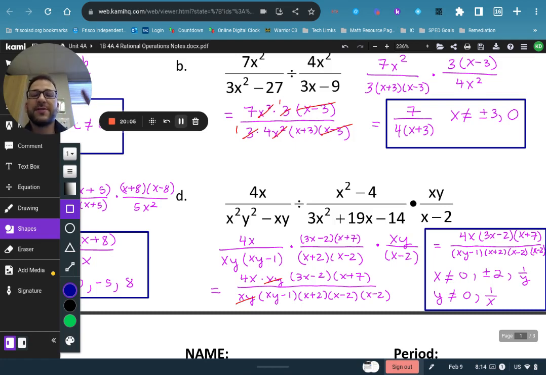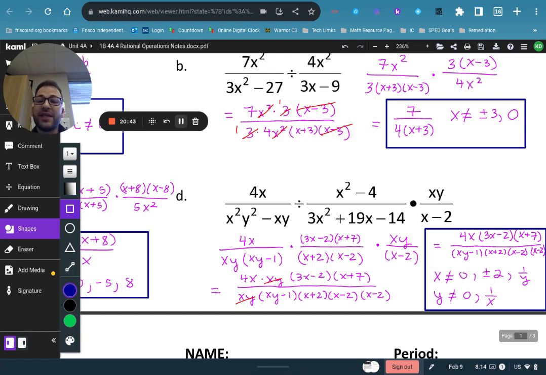And then I'm going to take the reciprocal of that. So it becomes times 3x minus 2 times x plus 7 over x plus 2, x minus 2. And then last but not least, xy over x minus 2. Can't do anything to that, so it stays exactly the same. Even though the division and the middle fraction change, the last one is still being multiplied, so it's going to stay exactly the same. Then multiplying across, the only thing we actually see that cancels out is that x times y term. So canceling out x times y, we get 4x times 3x minus 2 times x plus 7 over xy minus 1 times x plus 2 times x minus 2 times x minus 2.